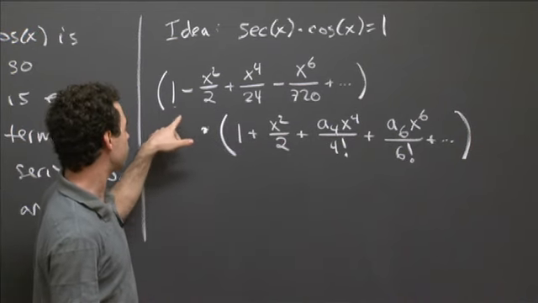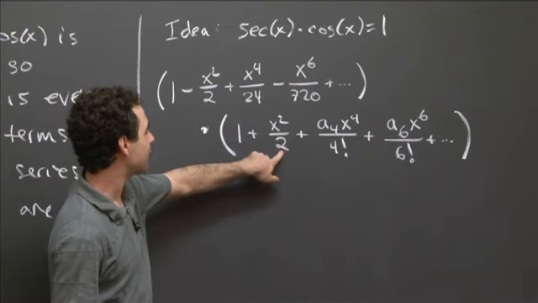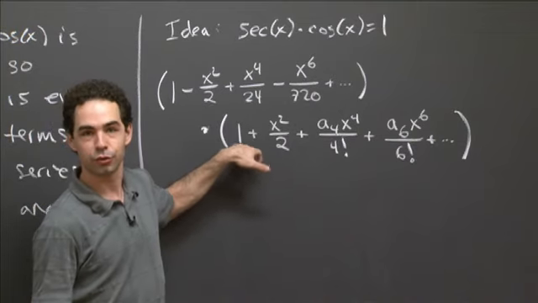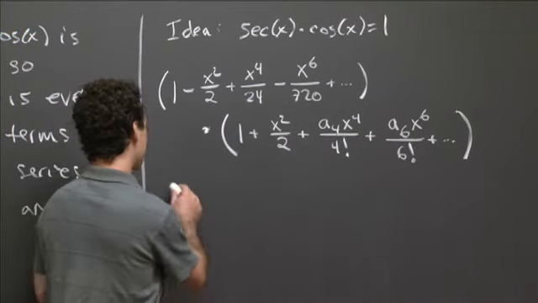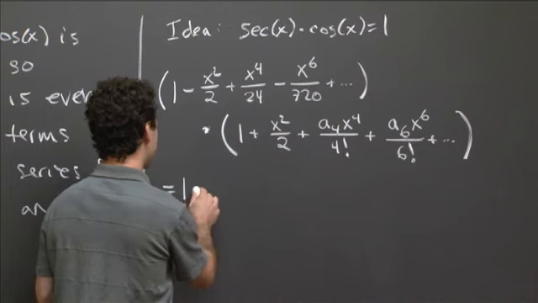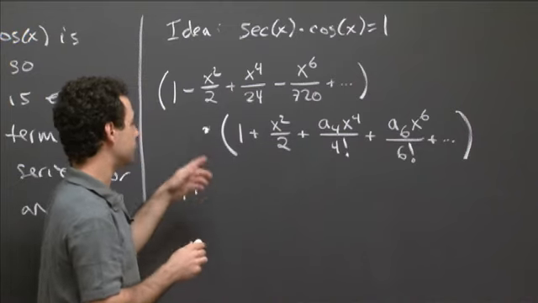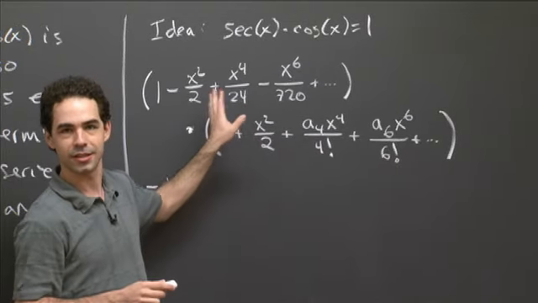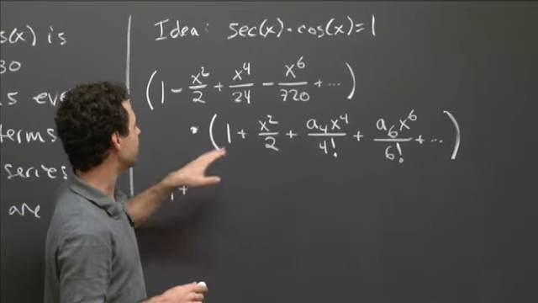The x squared term here is 1 times x squared over 2 minus x squared over 2 times 1. Well, that gives us 0. So that's good. So this product is equal to 1 plus, we saw 0x plus 0x squared. How about the x cubed term? Well, there are no odd terms in this product, so there's no x cubed. How about the x to the 4th term?